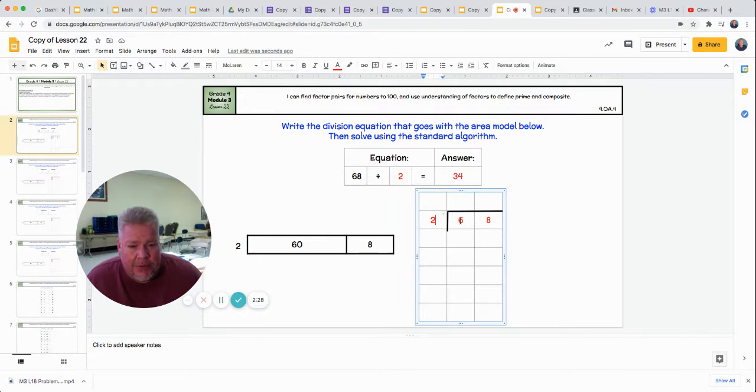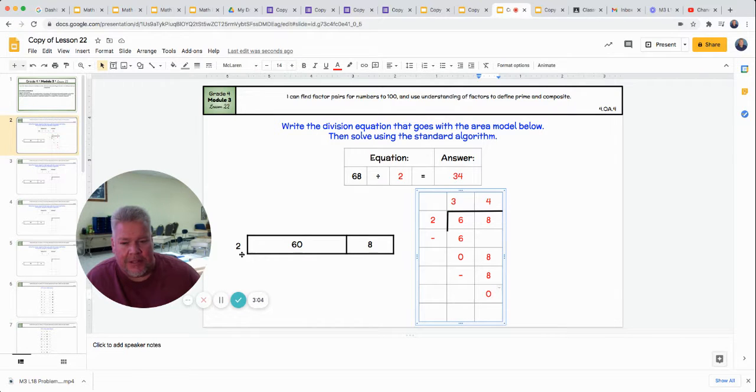All right, how many 2s are in 6? There are 3. All right, multiply. 3 times 2 is 6. We subtract. 6 minus 6 is 0. And we bring down that 8. We start all over again. How many 2s are in 8? There are 4. 4 times 2 is 8. Subtract. 8 minus 8 is 0. We have no remainder. So our answer is 34, just what we got there.